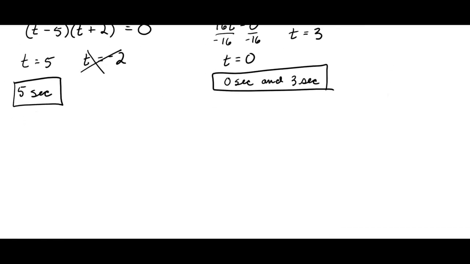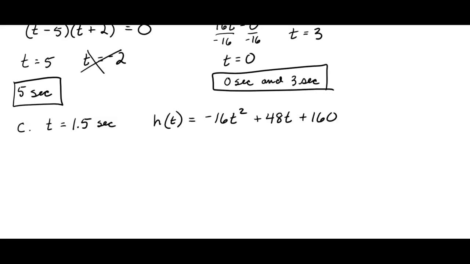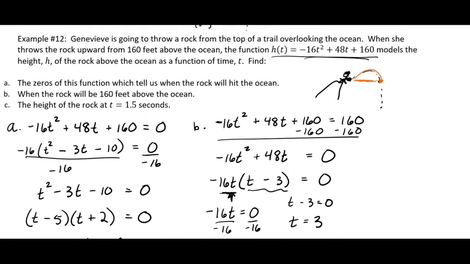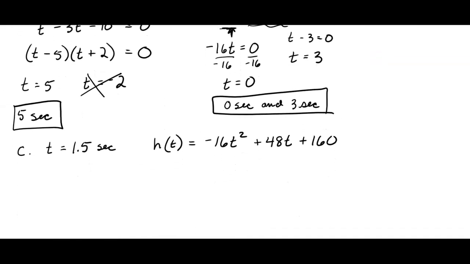Okay, so part C, they tell us to find the height, and they're going to give us the time, 1.5. I'll put seconds here, but we know it's in seconds. So I have to remember the formula. H of t was negative 16t squared plus 48t plus 160. I'm hoping that's right. Let's look real quick. That looks right. Where's that function? There it is. Okay. So when they tell us the time and we're trying to figure out the height, we're just evaluating the function.